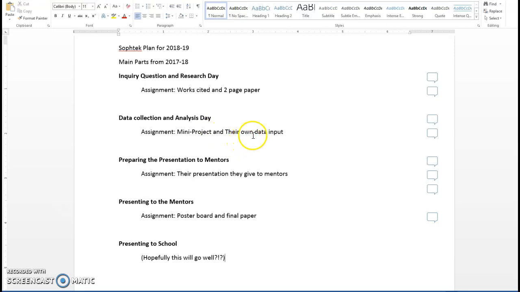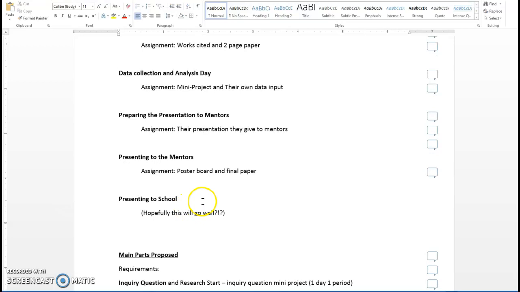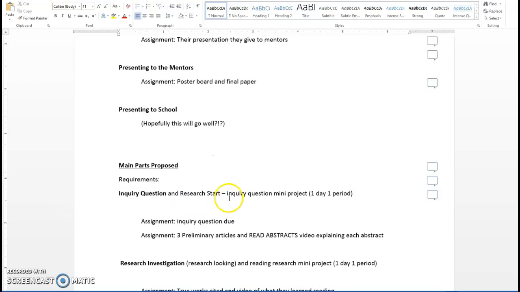We had that little mini project that I made and their own data input, and then preparing the presentation to mentors, and then actually presenting to the mentors, which was done after school, and then presenting to the school. And I think it did go pretty well from what I heard.